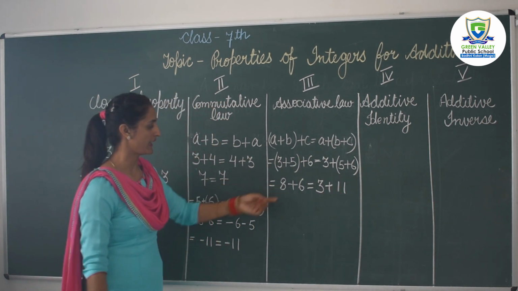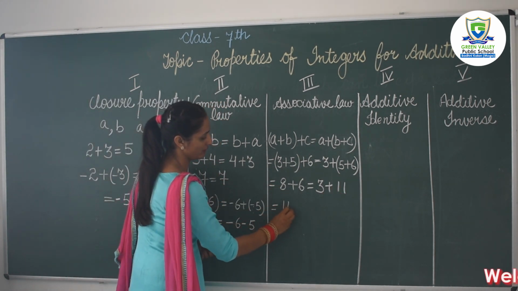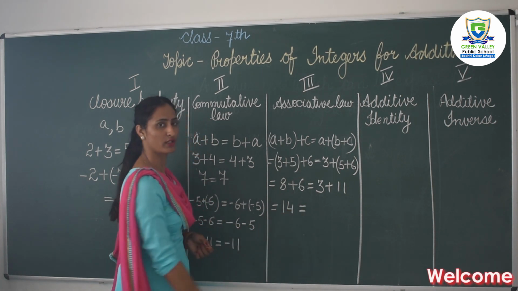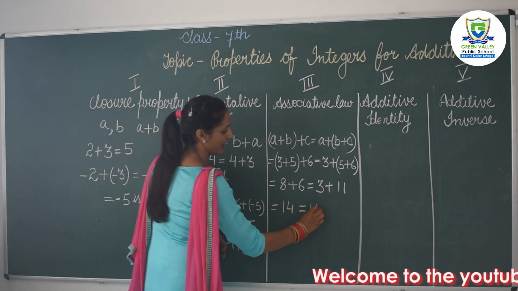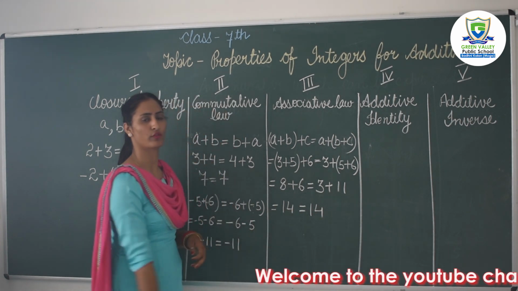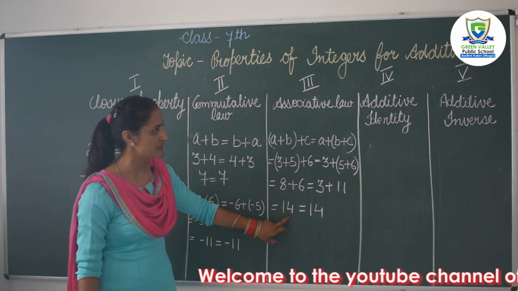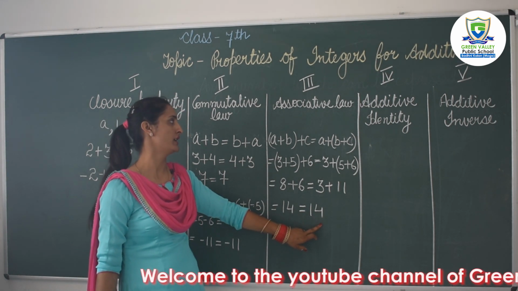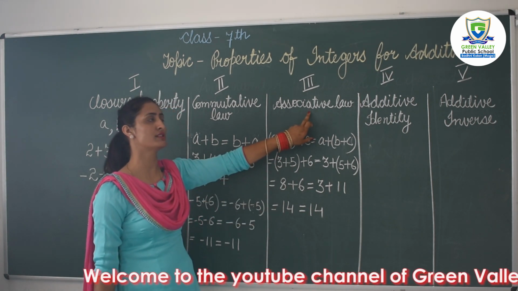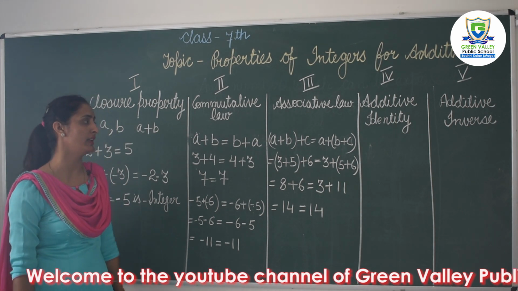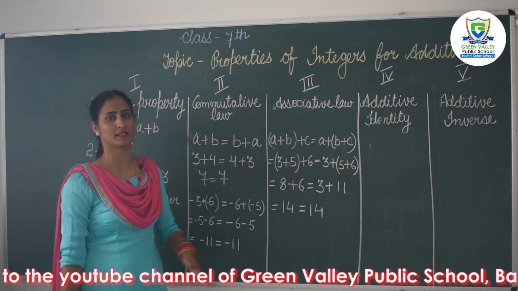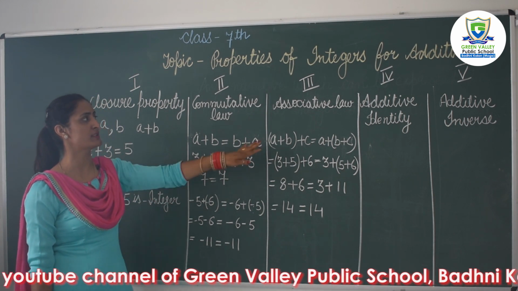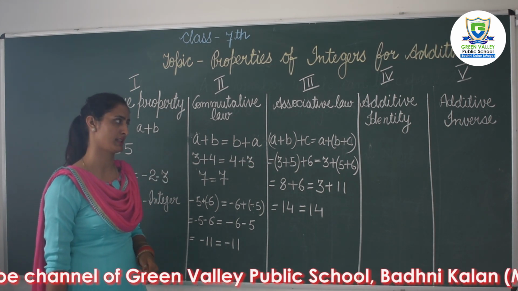So students, add these two numbers, your answer for the left hand side is 14. Now add the numbers which are on the right side, and you will get the same answer. So on both the sides your answer is 14. So this property, which is known as associative property, the sum of 3 integers while changing places will be same. So this property holds for integers.